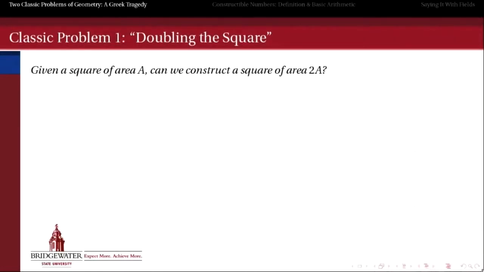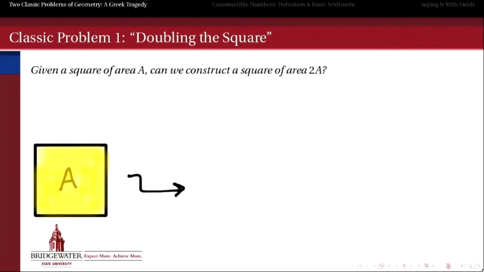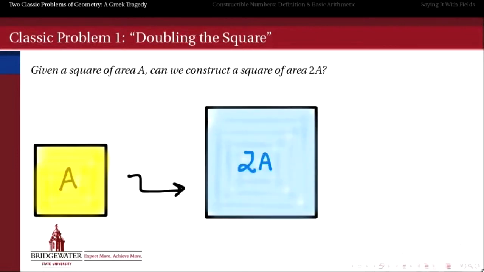So the classic problem that motivates this question is, can we double a square? In other words, if I have a square drawn on a piece of paper and the area of that square is A, can I, using only a compass and a straight edge, construct another square whose area is twice as large as the first one?